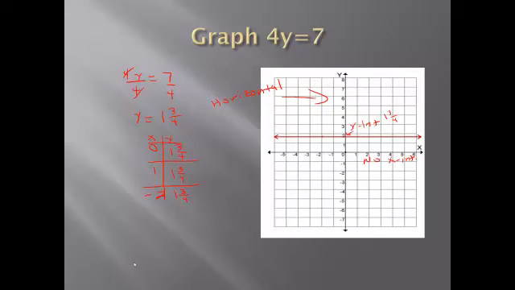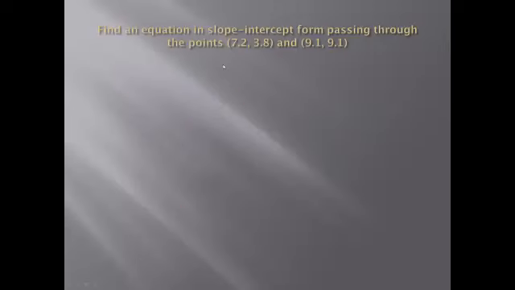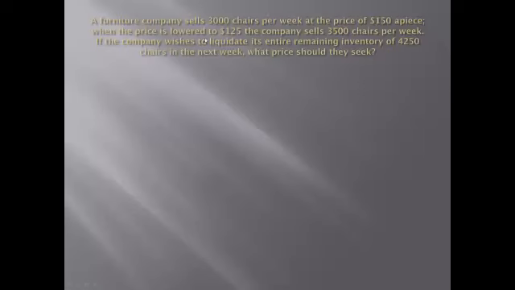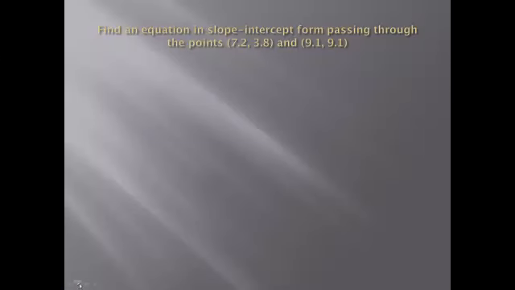Let's look at a couple of word problems. Or before we do that, let's look at this problem here. It says find an equation in slope-intercept form. So that means y equals mx plus b. Find an equation in slope-intercept form passing through the points (7.2, 3.8) and (9.1, 9.1). So what I like to do is label my points. Since this is the first point that I see, I'm going to label it x1, y1. I'm going to label this x2, y2.